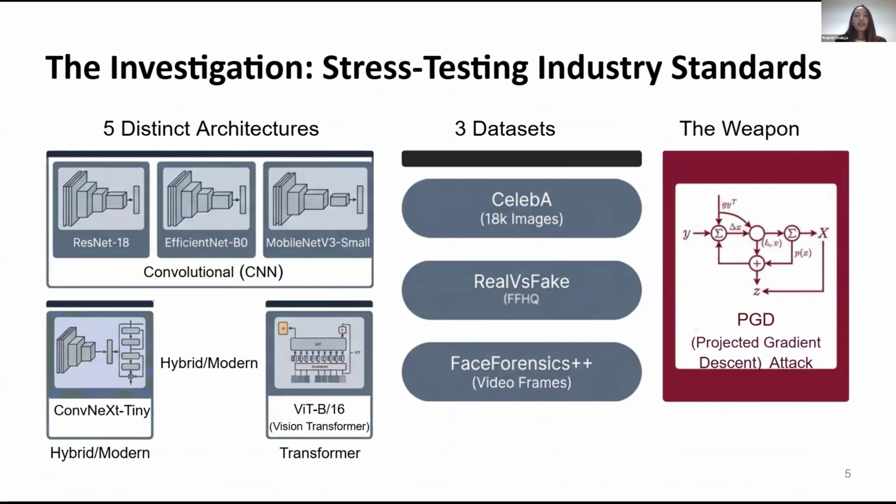To quantify the vulnerability, we stress test several architectures across different datasets. We use both CNN and transformer-based families, with models like ResNet18, which is residual connection based, EfficientNet, MobileNet, ConvNeXt-Tiny, and Vision Transformer, across the Celeb real versus fake dataset and FaceForensics++. We use PGD to create the adversarial attack.